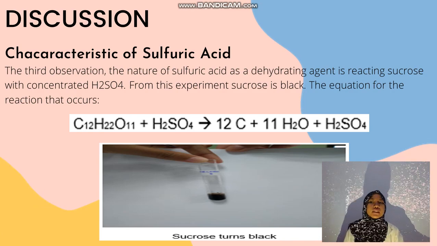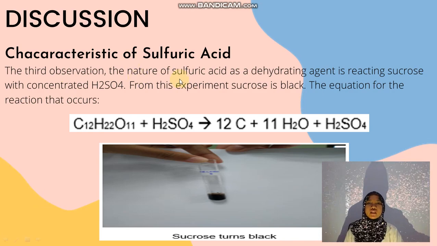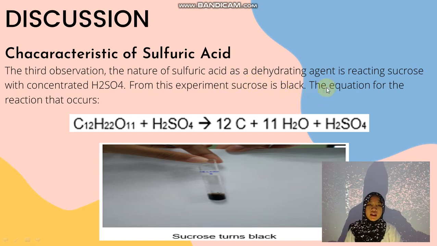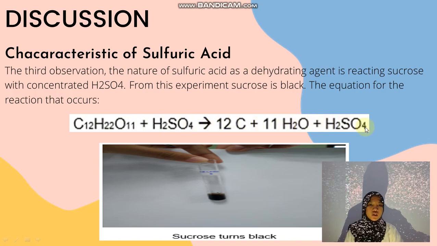The third observation, the nature of sulfuric acid as a dehydrating agent, is reacting sucrose with concentrated H2SO4. From this experiment, the sucrose turns black. The equation for the reaction that occurs is C12H22O11 plus H2SO4 produces 12C plus 11H2O plus H2SO4. In the picture, sucrose turns black.